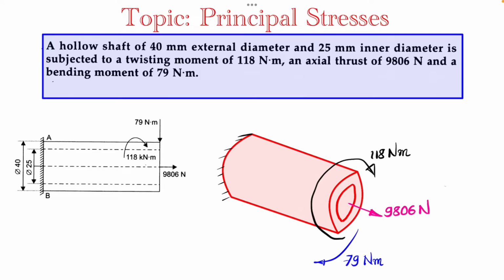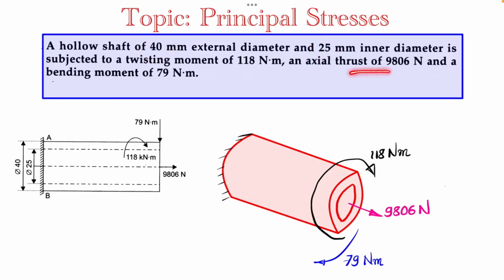But here the combination of three different loads, that means the axial force, the load which causes bending moment, and also a torque, are acting on this shaft. Another difference is that this shaft is hollow, that means it has an inner diameter of 25 mm and an outer diameter of 40 mm.